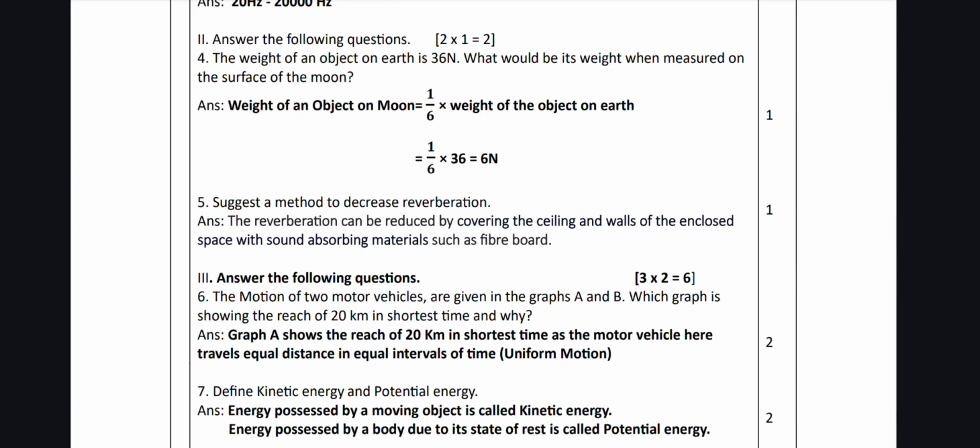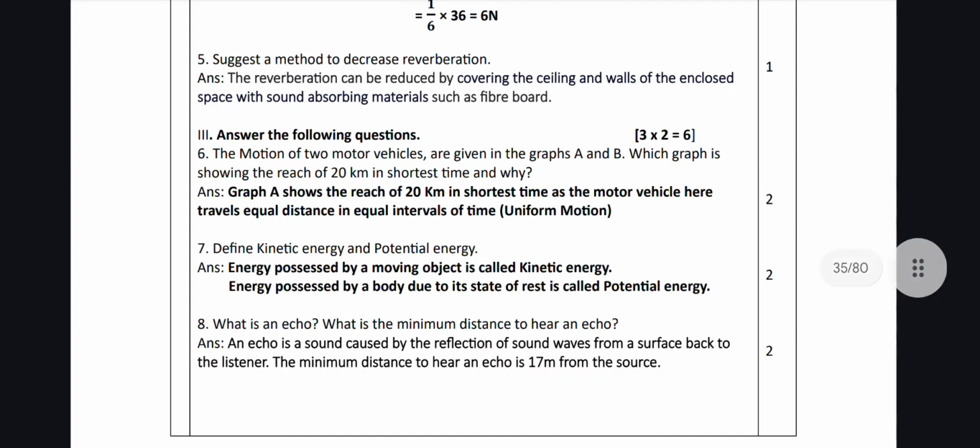Next question, fifth one: suggest a method to decrease reverberation. The reverberation can be reduced by covering the ceiling and walls of the enclosed space with sound absorbing materials such as fiber board. You would have seen in movie theaters or amphitheaters or in your school theaters also, these fiber boards fixed to the walls. They absorb the sound, so there are no echoes in the auditorium.